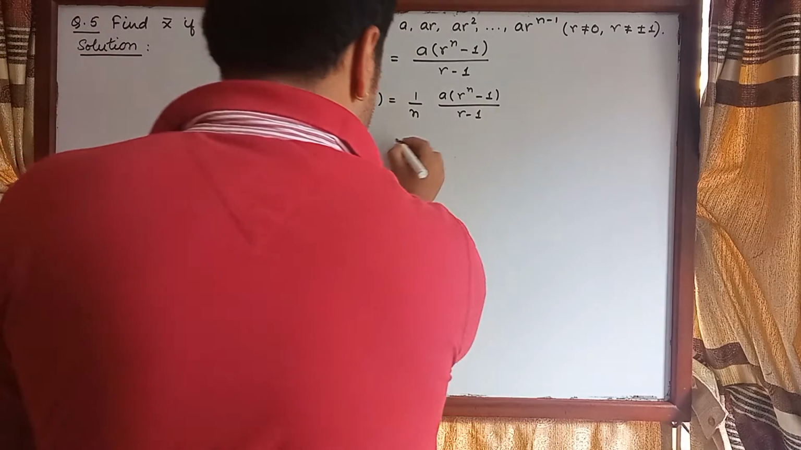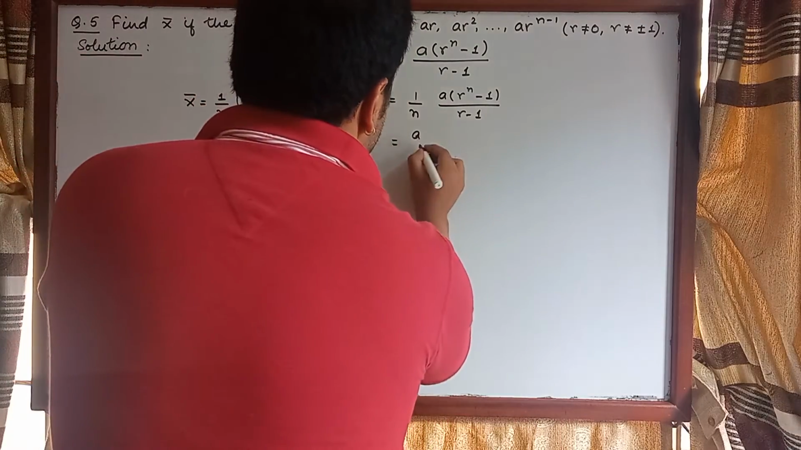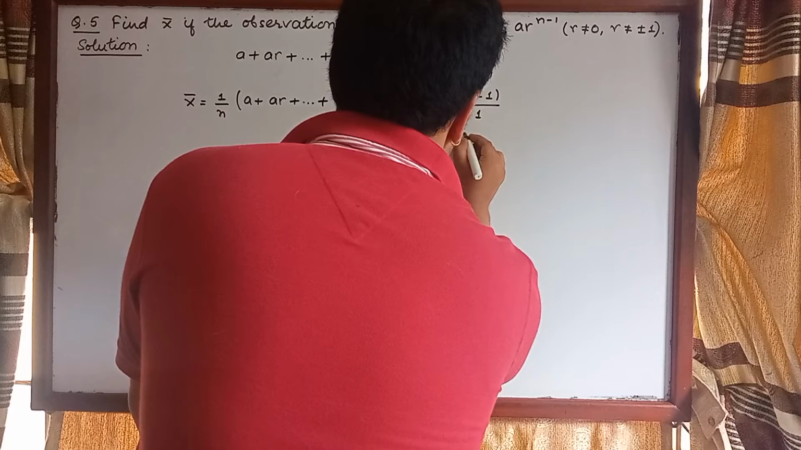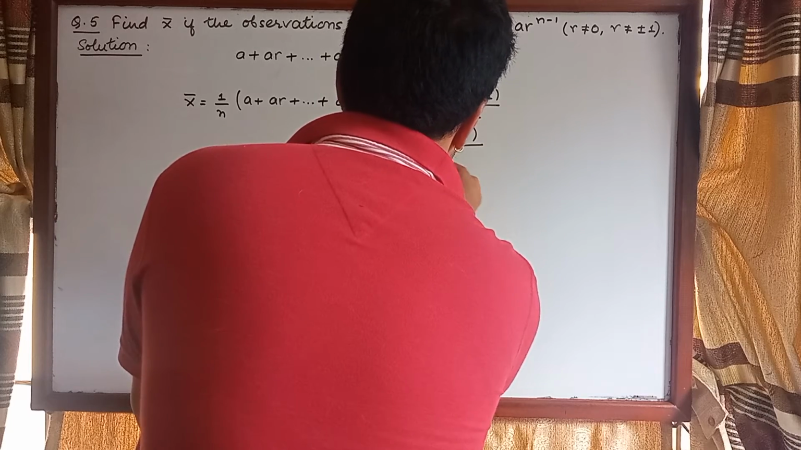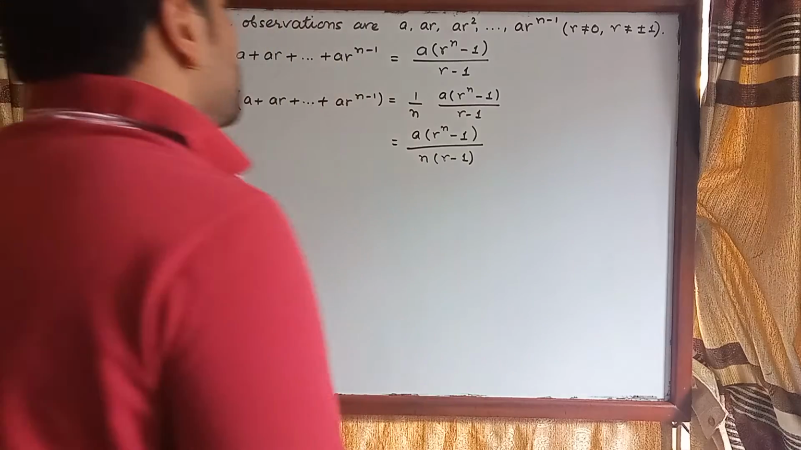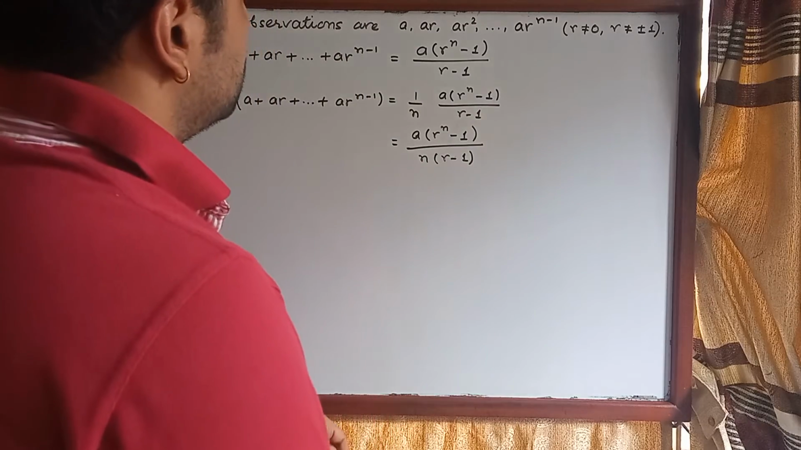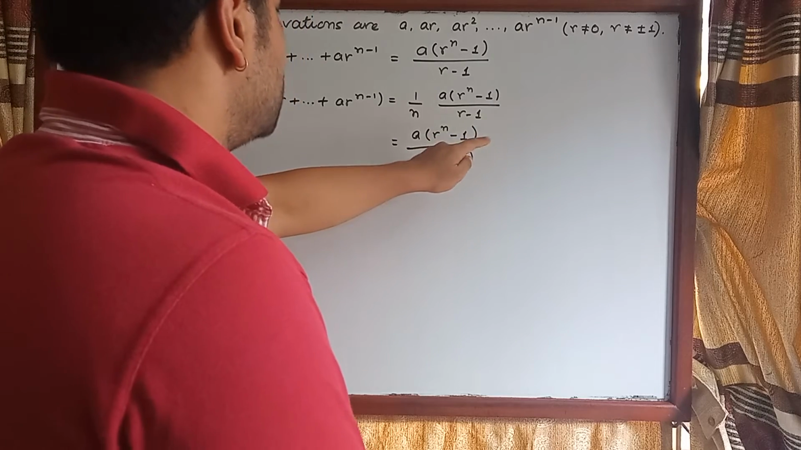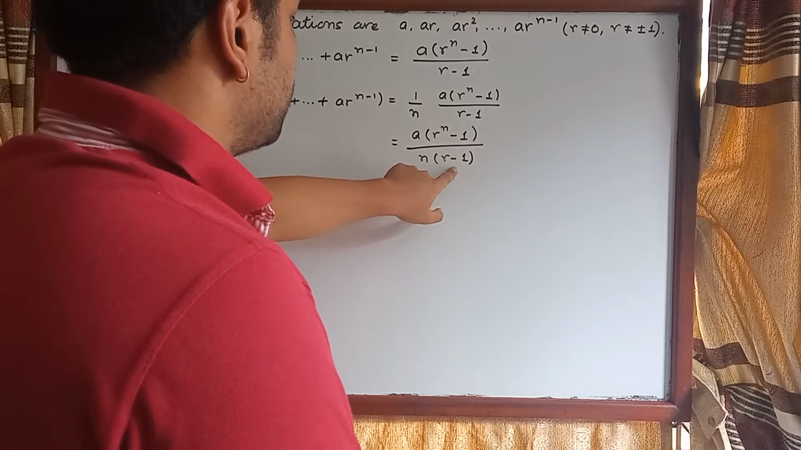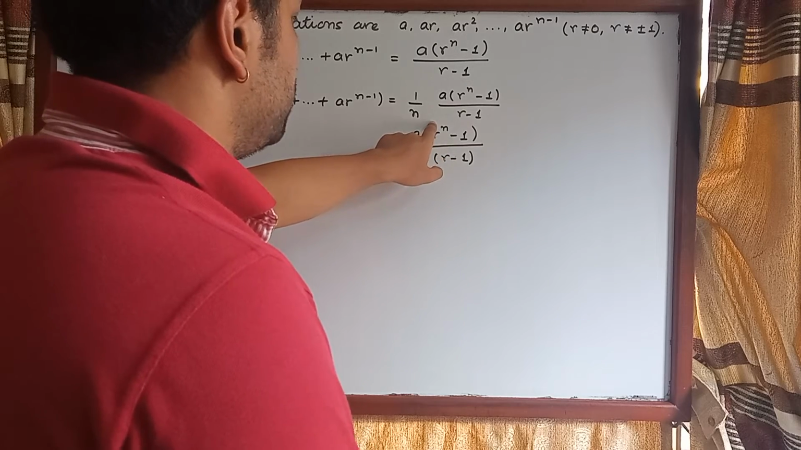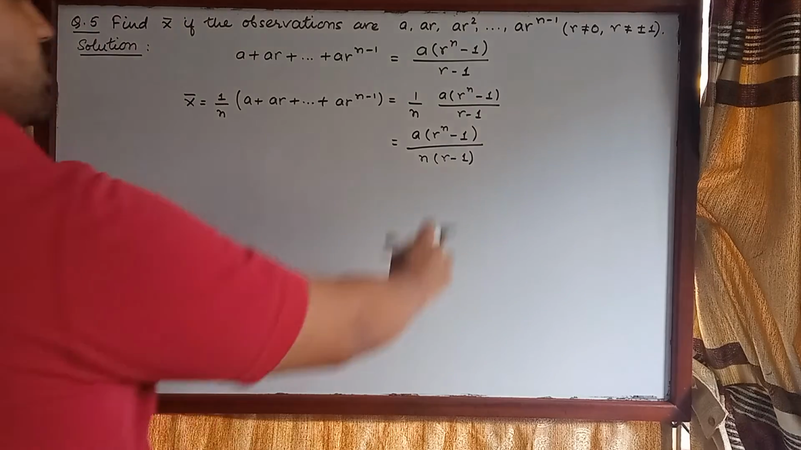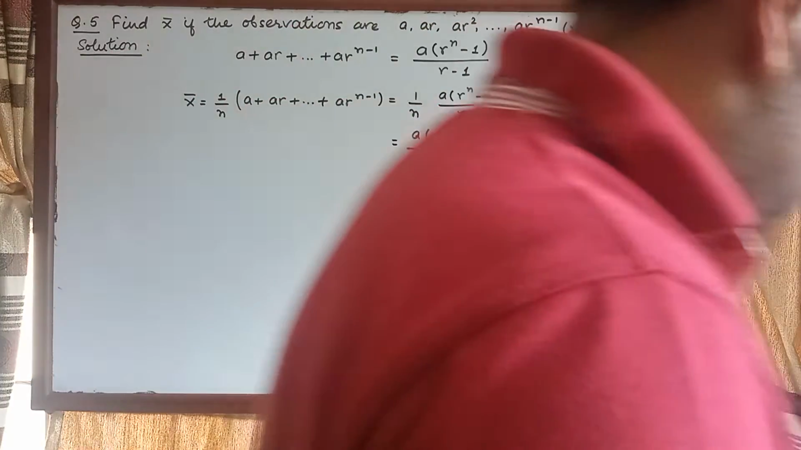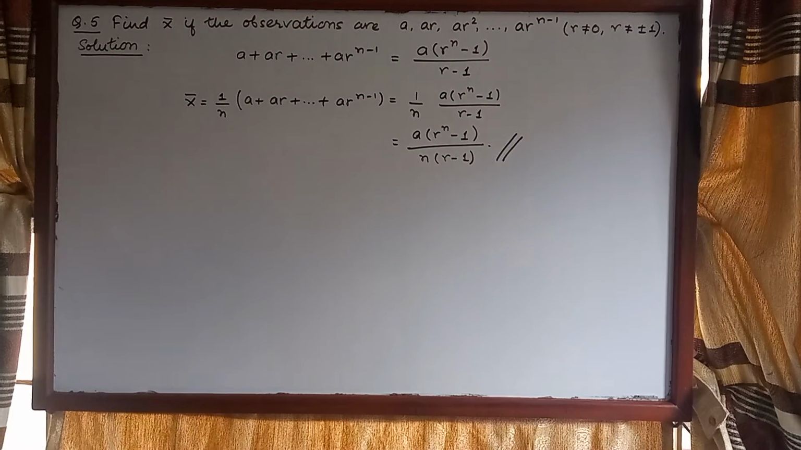Simplifying it, we can write it as a(r^n minus 1) over n times (r minus 1). And if you want, you can use the formula for r^n minus 1 to cancel r minus 1 with another r minus 1 in the numerator and get some kind of a polynomial expression, but that's not necessary. This is all right. Let's look at another question now.